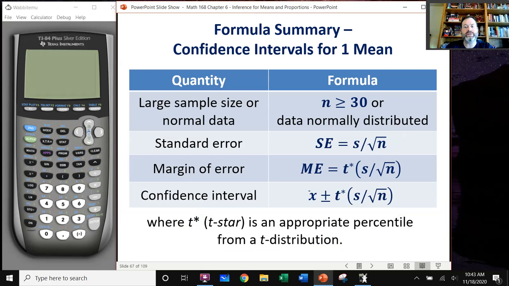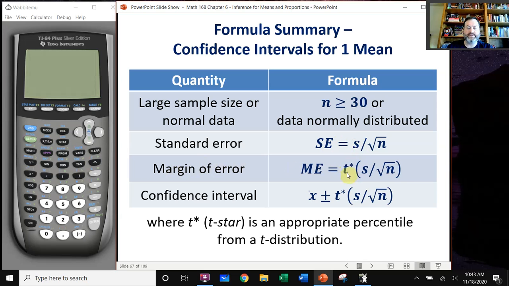So here's our formula summary. Whenever you're doing a confidence interval in this section, for a single mean, so a single quantitative response variable, with large sample size or normal data, that we've already talked about, but we're going to talk more about it. The standard error, notice it's just s over square root n instead of sigma because we don't know sigma.